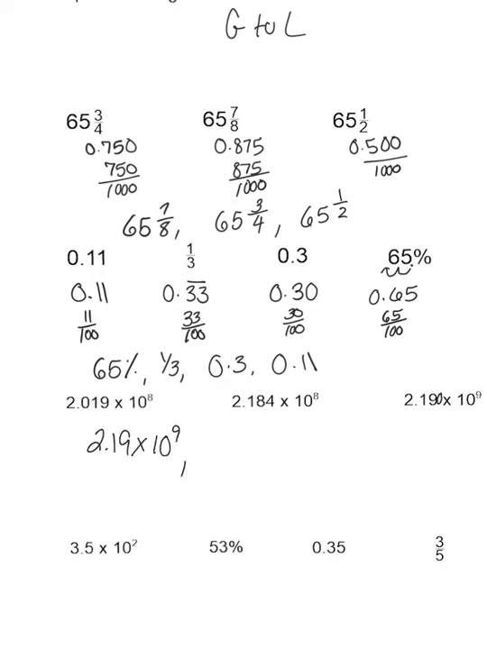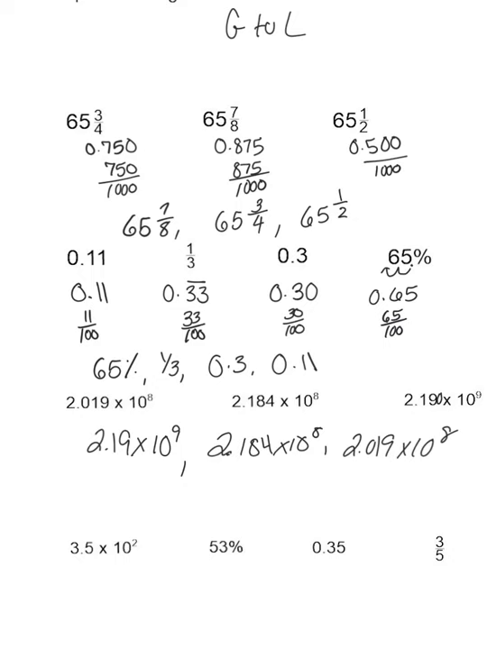Then we can look at these two. These exponents are the same, so we can just look at the numbers. We have 2.190 or 2.184. 2.190 is bigger, so that'll be my next one. And then last will be the 2.184 times 10 to the 8th power.